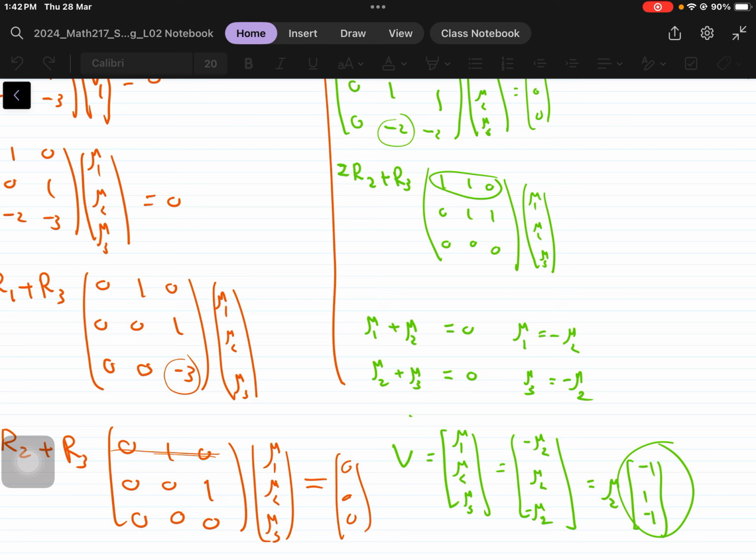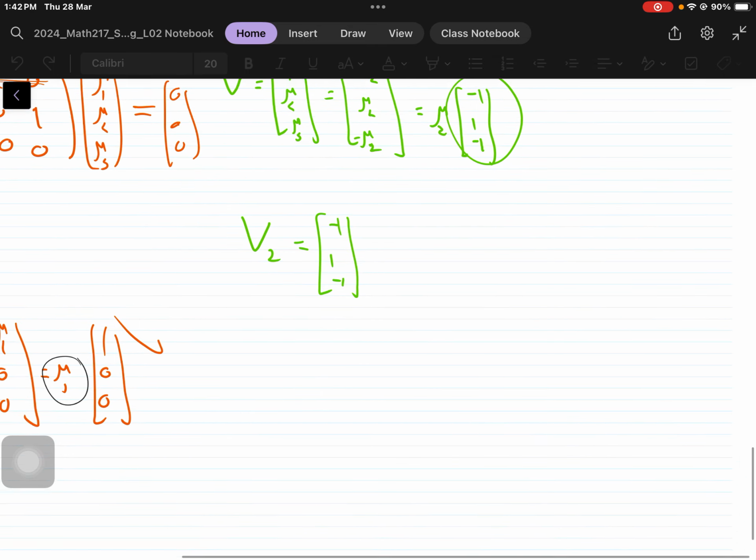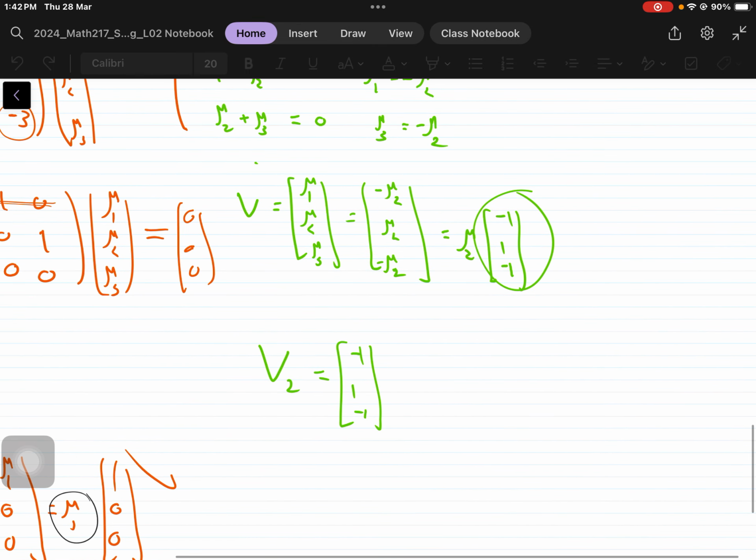Well, we need to find the third v as well. Same stuff. What is the matrix? So 2, 1, 0, 0, 2, 1, 1, 0, negative 2, negative 1. Yes, minus 1.